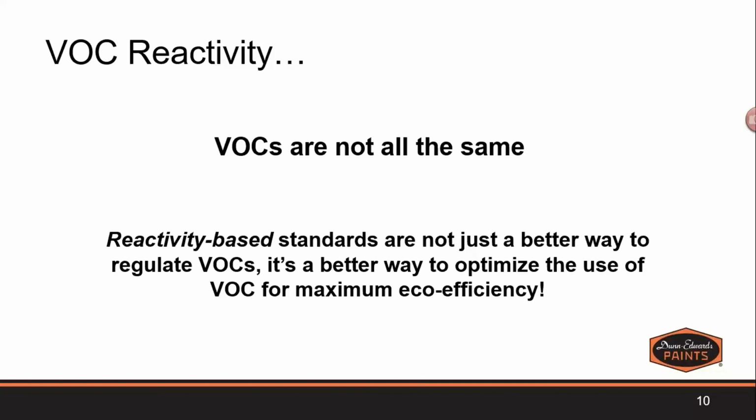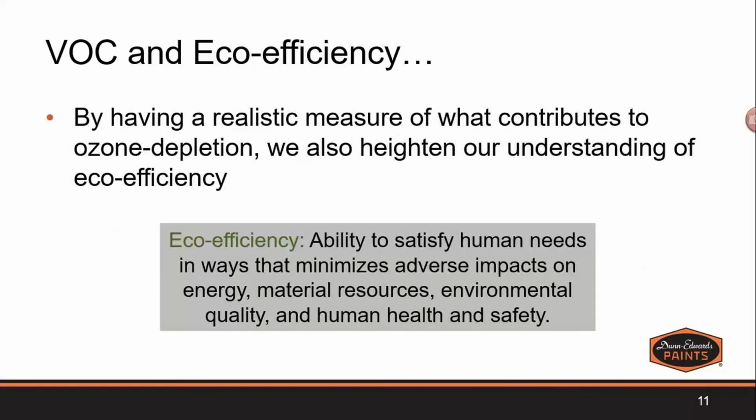So therefore, if we focus on having reactivity-based standards, we're not only regulating VOCs in a better manner, we're also optimizing the use of VOCs for maximum eco-efficiency. So if we see that a VOC has a high reactivity number, then we would want to make sure that we were not using that type of chemical, that we were using something that had a low reactivity, because it's these low reactivities that aren't producing ozone.